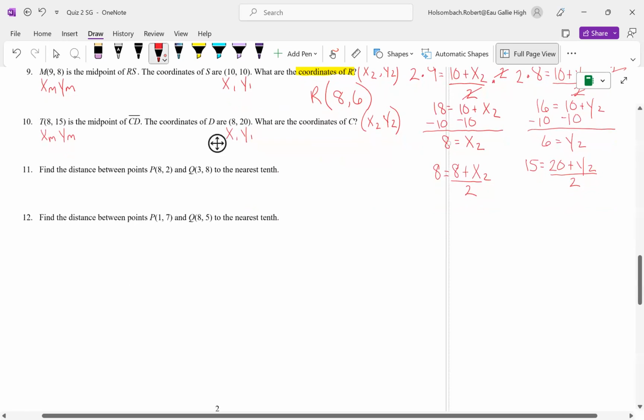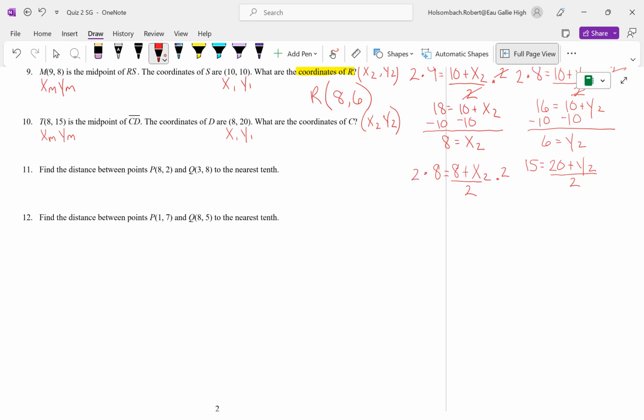So your math steps are the same. Multiply both sides of the equation by 2. 16 equals 8 plus X sub 2. And subtract 8 from each side. So 8 equals our X sub 2.